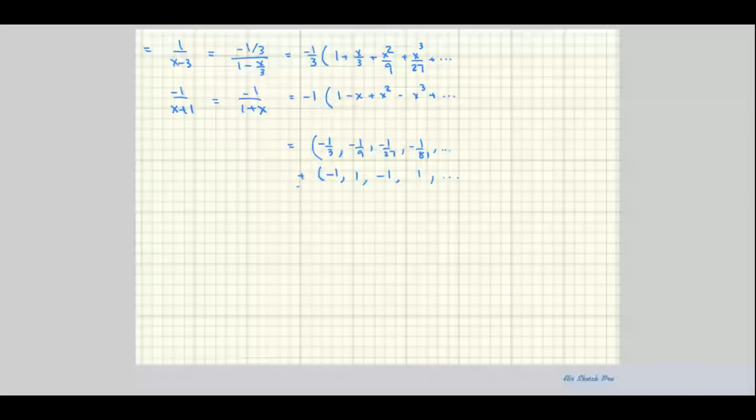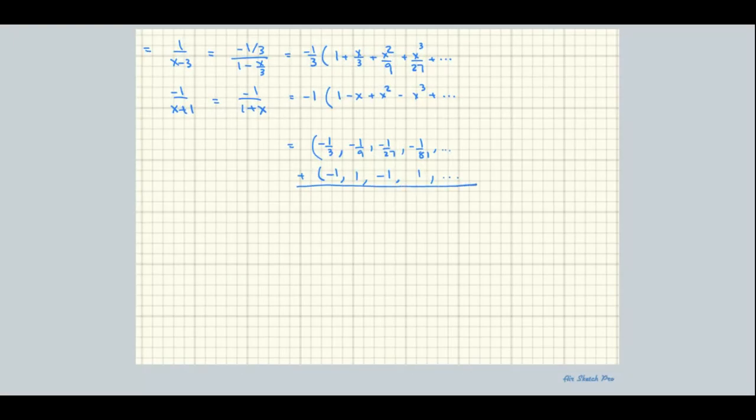Now I can add these. And I'm going to get what? Negative a third minus 1 is negative 4 thirds, right? 1 minus a ninth is 8 ninths. Negative 1 minus a 27th. That should be negative 28 27ths, yeah?